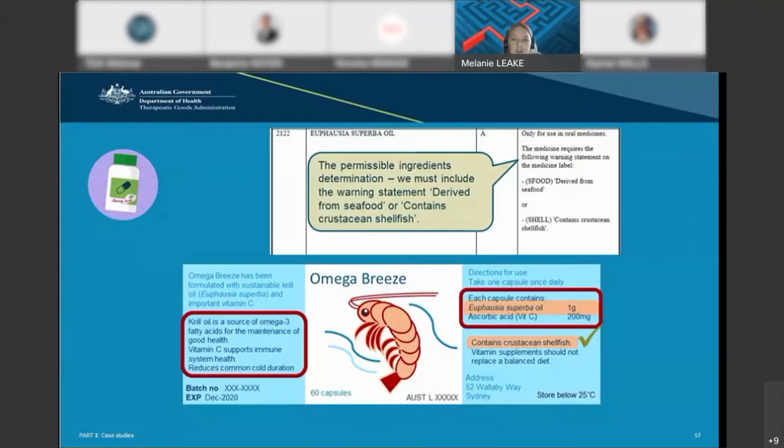As you can see on this slide, we have corrected the size of the AUST L number, which makes it clearer, and have also changed the colour of the text, making it much easier to see and read.